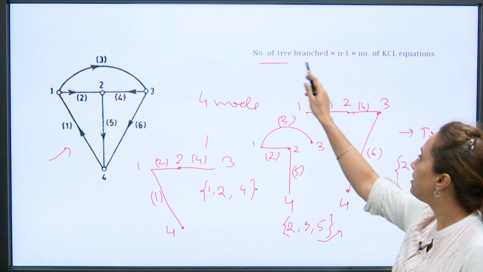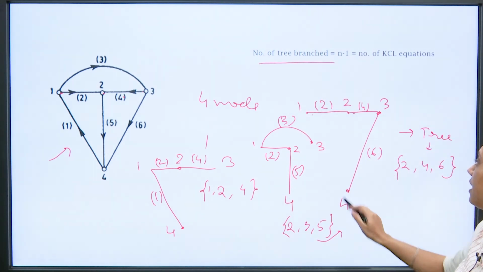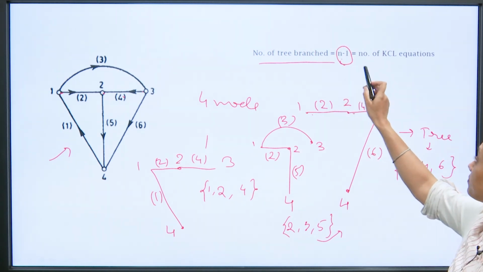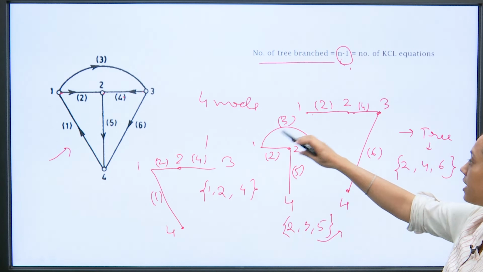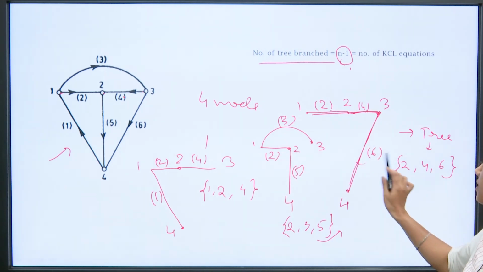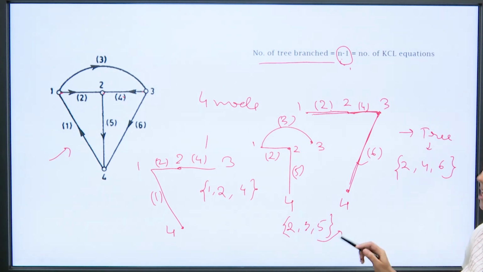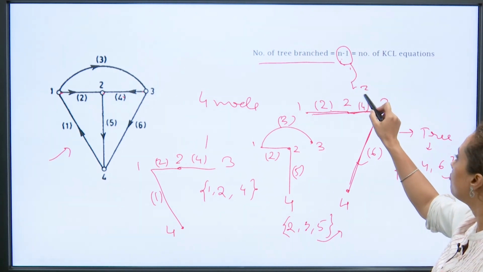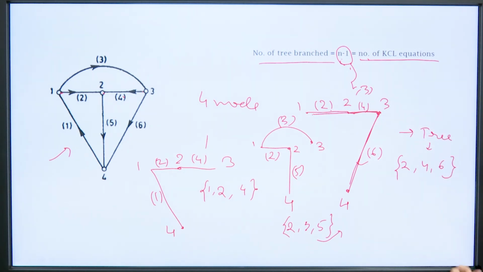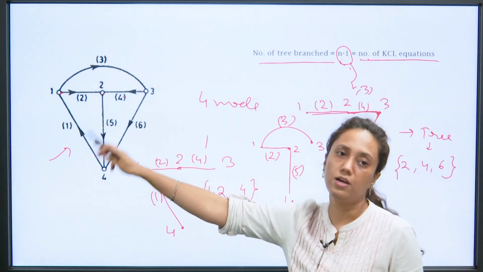The number of tree branches, meaning a tree has branches, will always be n minus 1, where n is the number of nodes. See, there are 4 nodes, so the tree will always contain 3 tree branches. So, it is always 3 for this graph, and it is equal to the number of KCL equations which could be written for this graph.